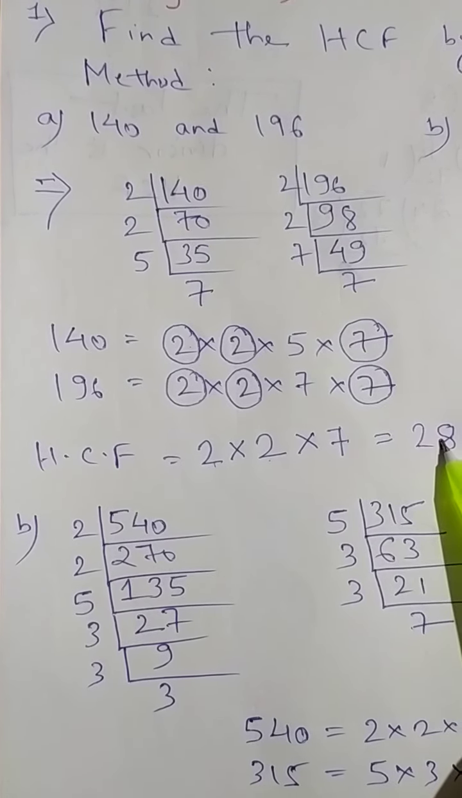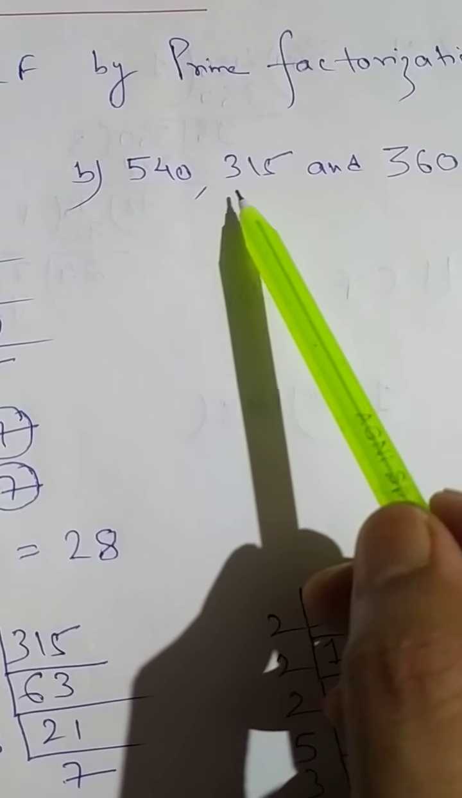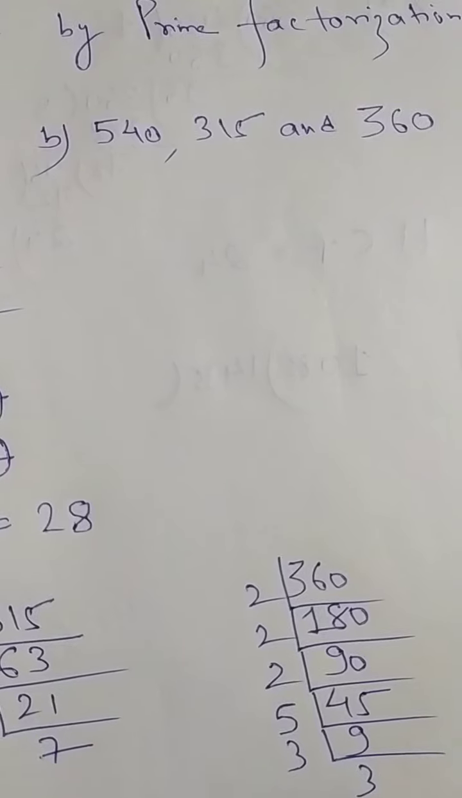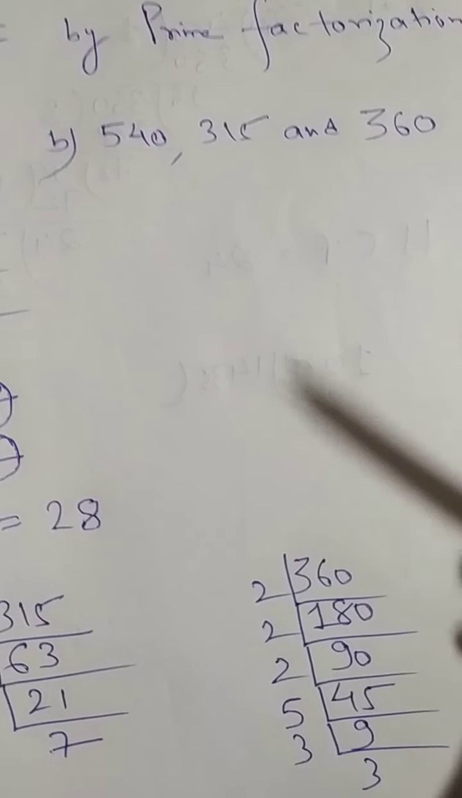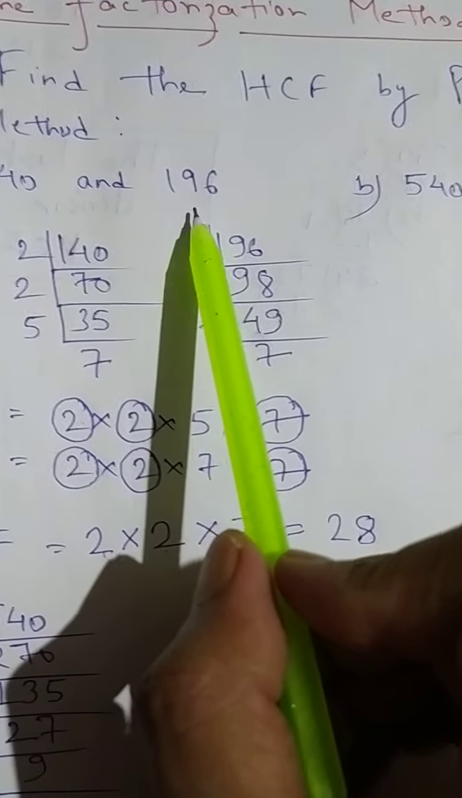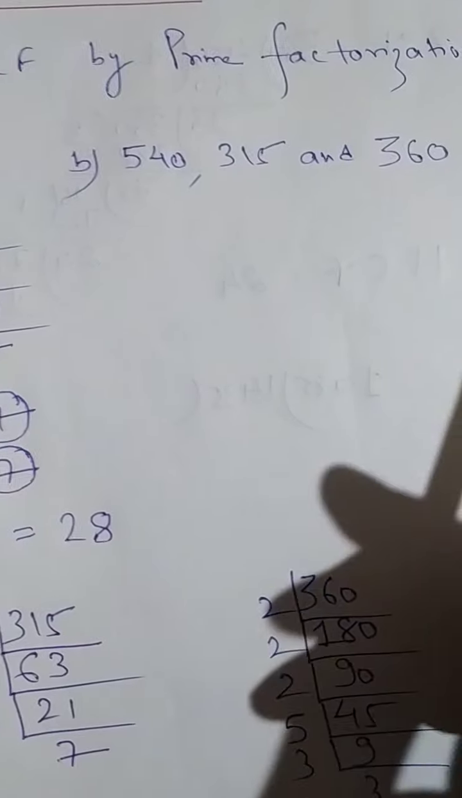Okay. The next numbers you can see here, 540, 315 and 360. Like this you can find out the HCF of 4 numbers, 5 numbers. So you have done the first one, these are 2 numbers. And the second one we have done for 3 numbers: 540, 315, 360. So let's start again.